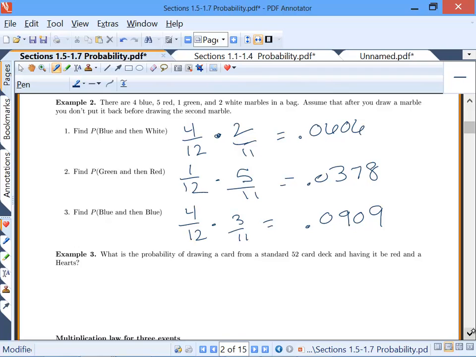So let's go to the next one. What is the probability of drawing a card from a standard 52 card deck and having it be red and a heart? Okay, so red and hearts. Since you can be a red, it's 1/4, or it can be a heart if you're black. So it's 13 out of 52.